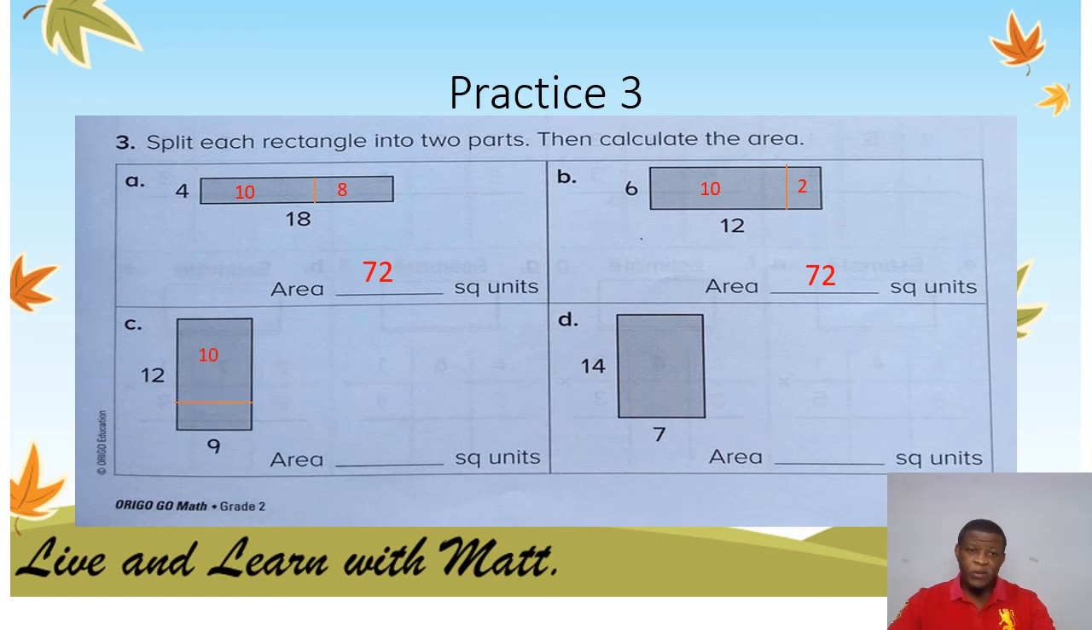Part C. Split it. We've got 10 and 2. 9 times 10 is 90. 9 times 2 is 18. Altogether will be 108. Part D. Split into 10 and 4. 7 times 4, 28. Add together with 70 will be 98.